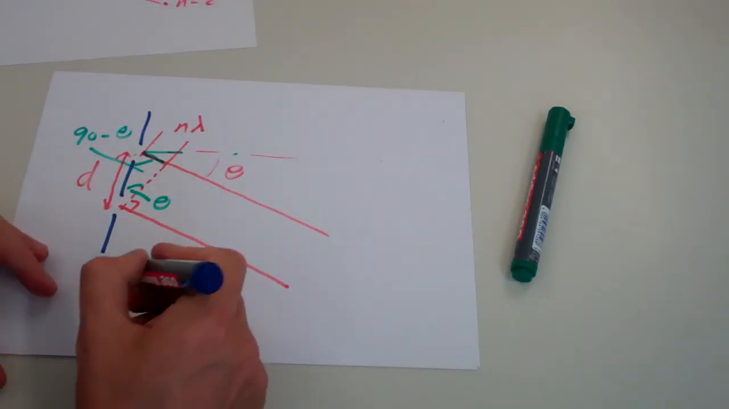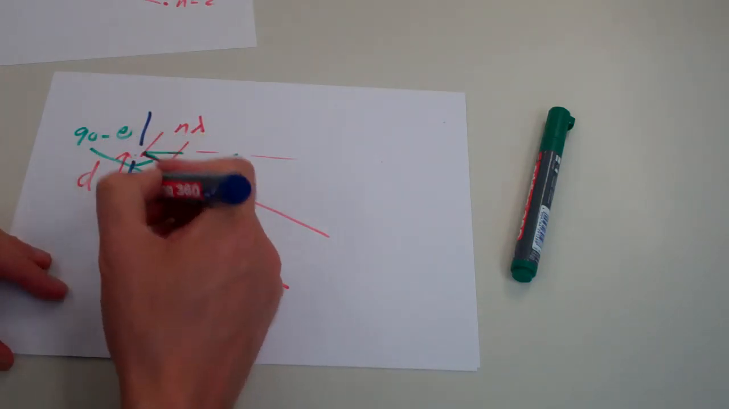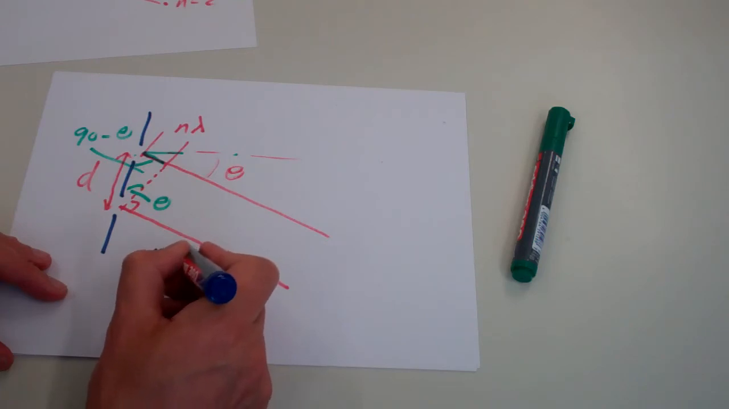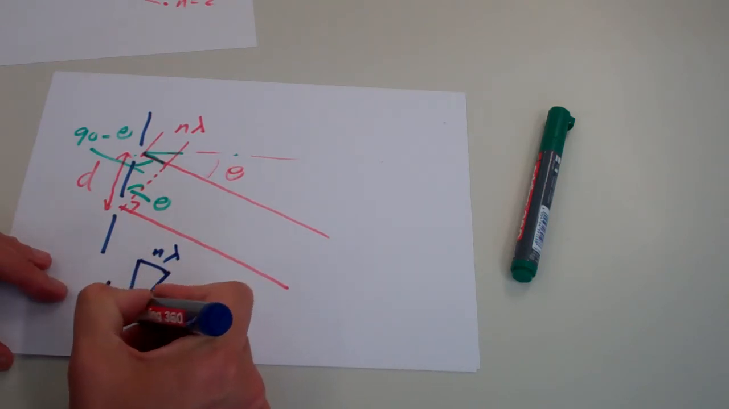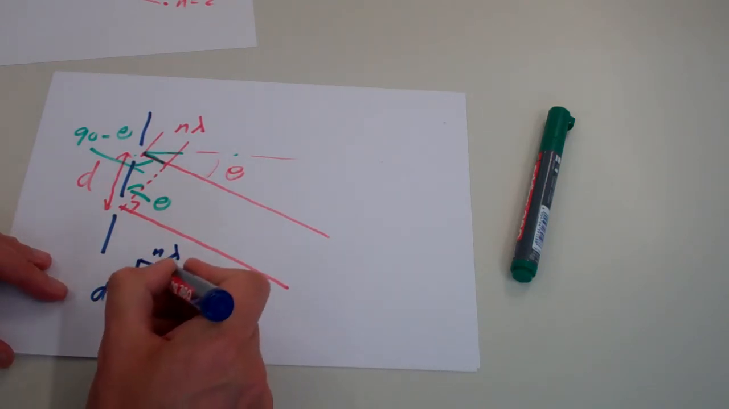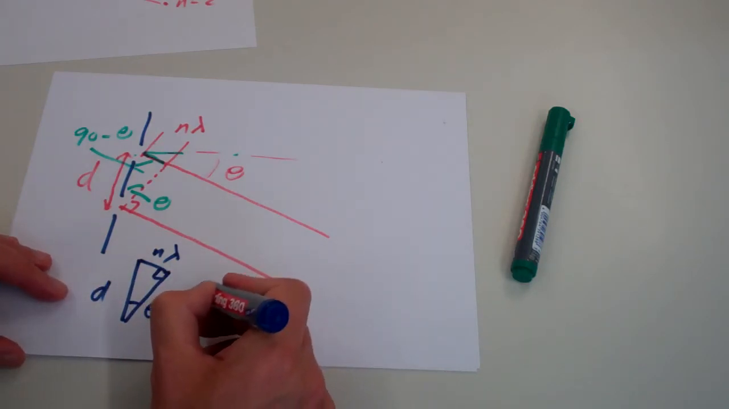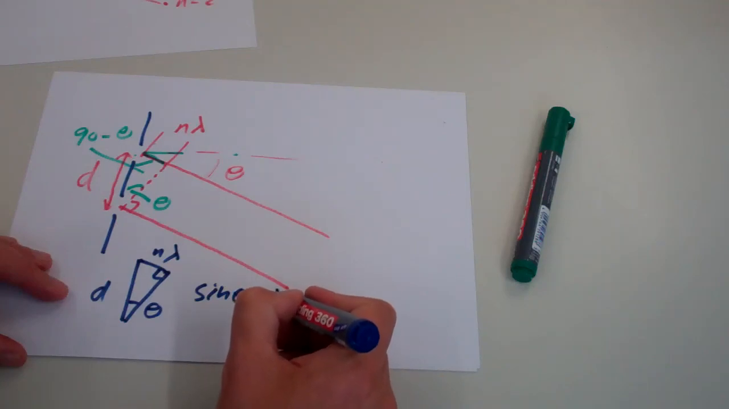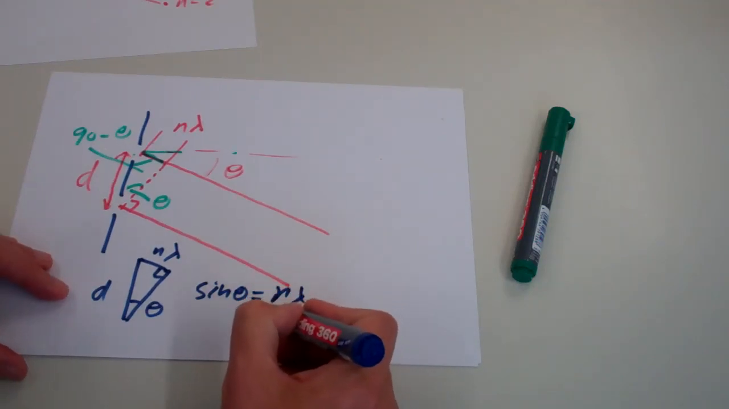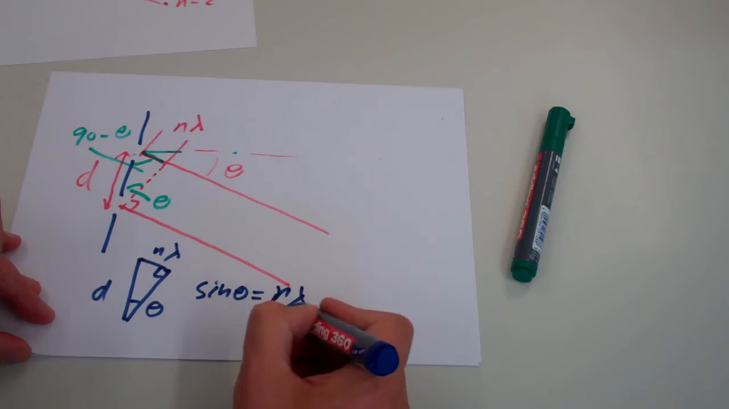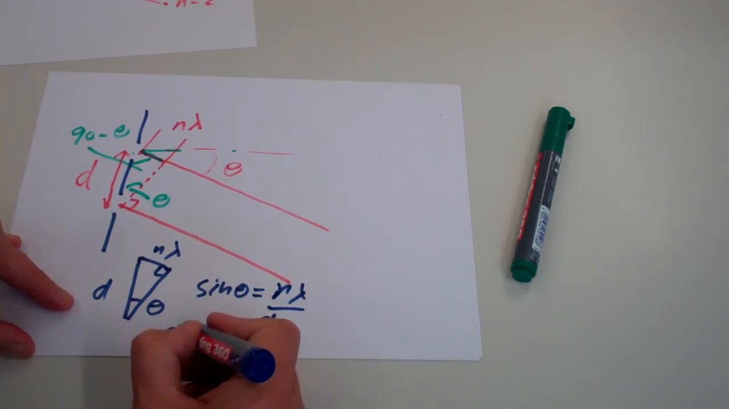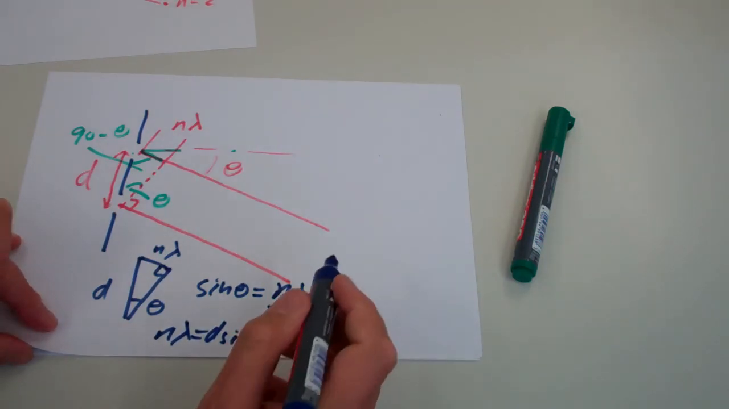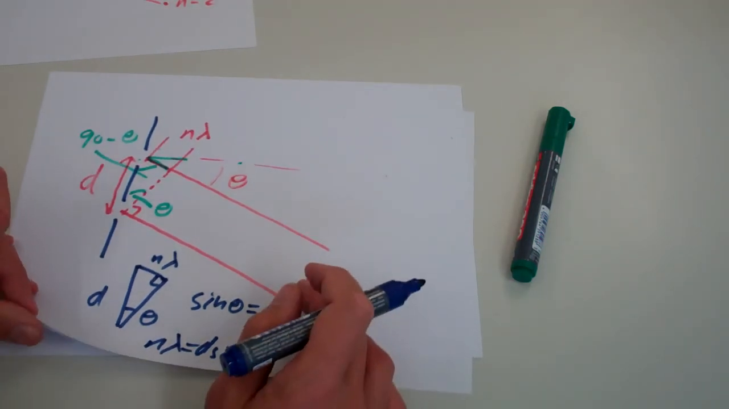I'm just going to draw it out again because I know it's difficult to pick out. We've got d, the distance between the two slits there. We've got that this side here is n lambda, and this angle is theta, and that's the hypotenuse. So sine theta is equal to opposite, n lambda, over hypotenuse, d. So you get n lambda equals d sine theta, which is the diffraction grating equation.